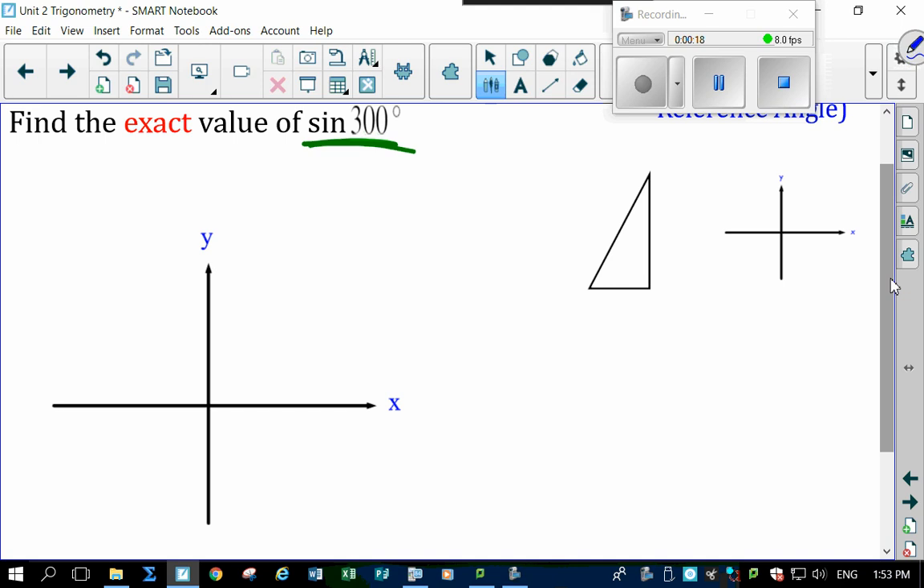All right, think about this. To here is 90. To here is 180. To here is 270. To here has to be my 300. There it is, all the way out here, 300 degrees.